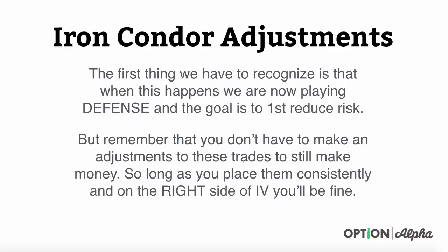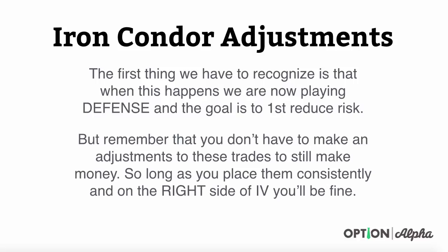So the first thing we have to recognize, though, is that when this happens, we are now playing defense. And the number one goal is to reduce risk first. So your goal when making an adjustment to an iron condor is, how can I reduce the amount of loss that I have should the stock remain outside of those boundaries? But remember that you don't have to make adjustments to these trades to still make money.